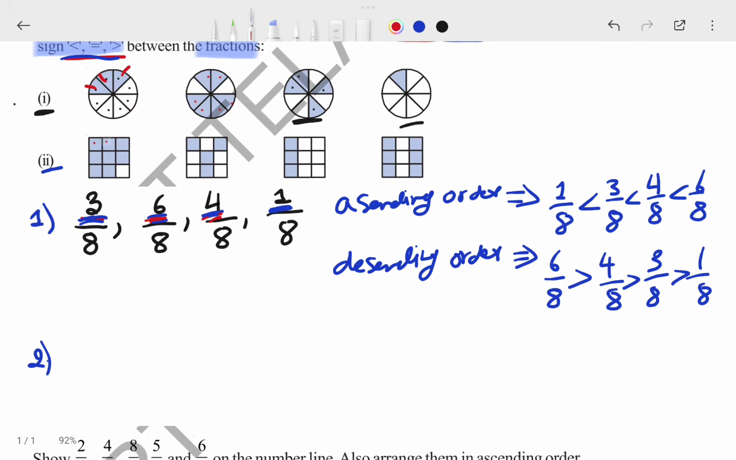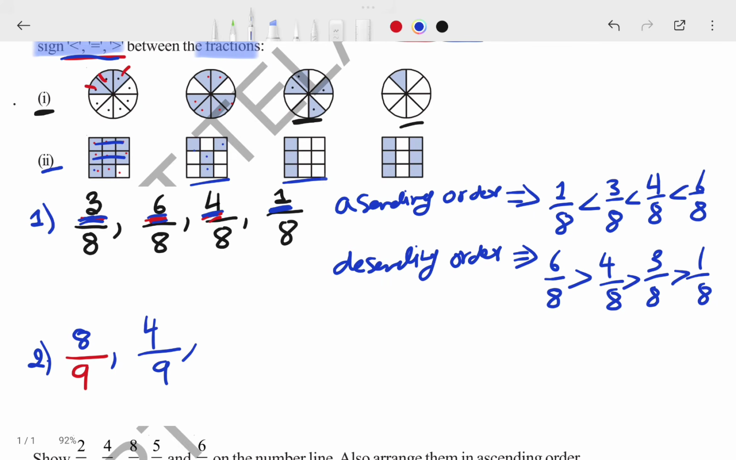If you count 1, 2, 3, 4, 5, 6, 7, 8, 9, there are total 9 boxes in this one. Total how many boxes? 9 boxes. How many are colored? 1, 2, 3, 4, 5, 6, 7, 8, so 8 boxes are colored here. Here also 9 boxes. How many are colored? 1, 2, 3, 4. 4 are colored or shaded.